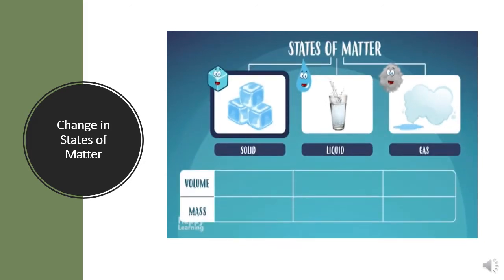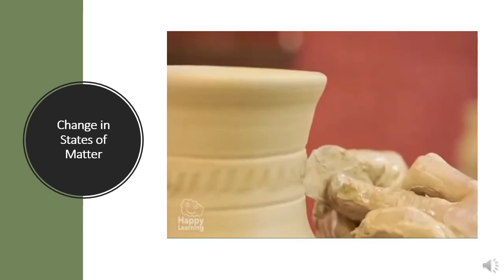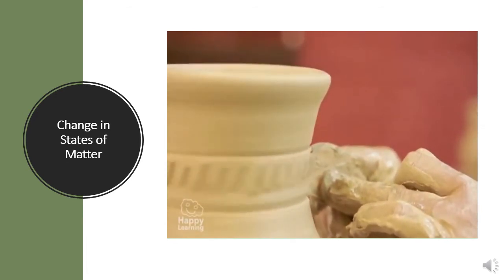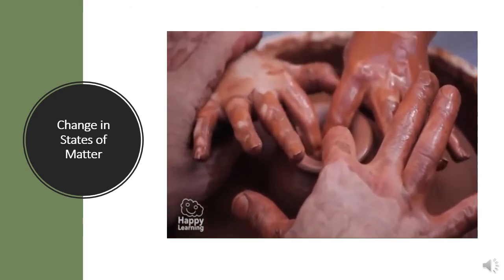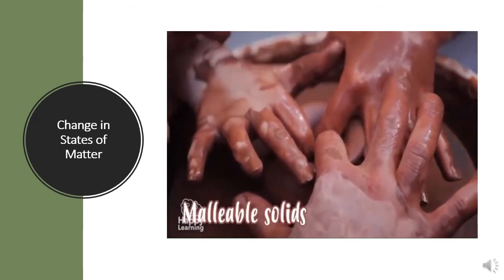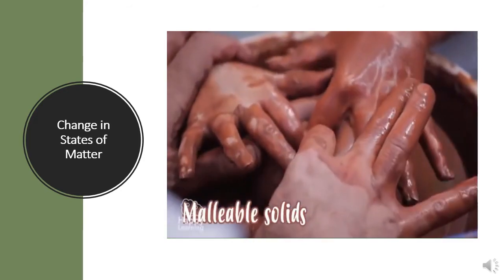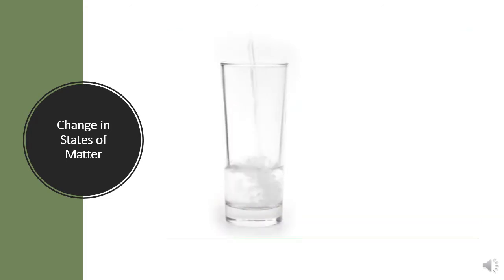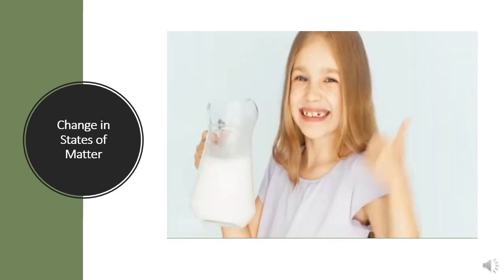Solid state is characterized by having a fixed volume and size. Although, in some cases, we can change its size, like with plasticine or clay. In these cases, they are malleable solids. Liquid state is characterized by having a fixed volume and variable size. Liquids take the container's shape, like this glass or jug.